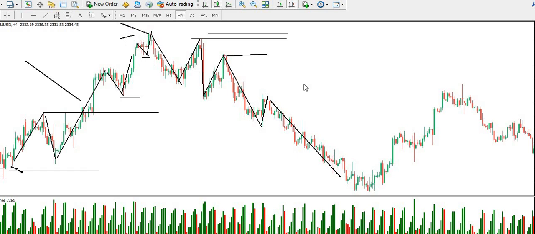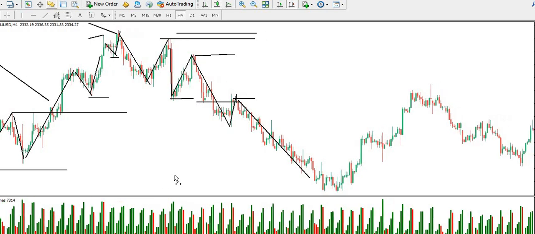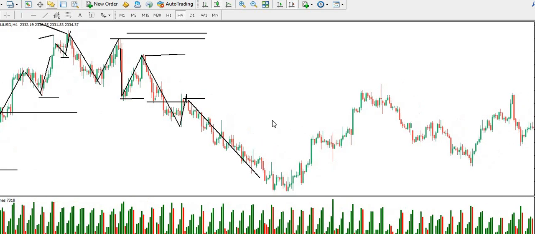The last rule states that wave 4 can never cross into the same price area as wave 1. The wave 1 price area was at this point, and this was the wave 4 price area. So it didn't cross. What happened here? The market just broke this low and retested it, which became a flip zone. This is how the market completed the 5 wave cycle.